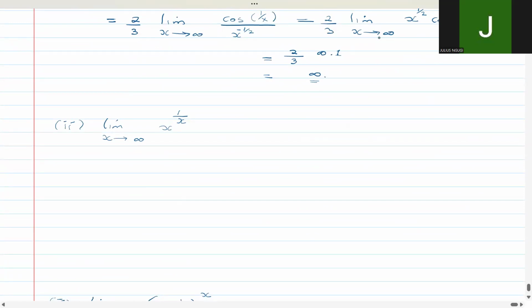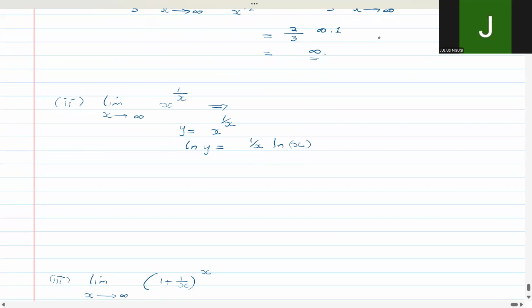The limit as x approaches infinity of x to the power 1/x. I'm having an exponential function, so as usual, I'll try to rewrite this by letting y equal x to the power 1/x. Then if I take the natural log on both sides, I'll have natural log of y equals 1/x times natural log of x. There I have applied the property of natural log whereby you drop the power.